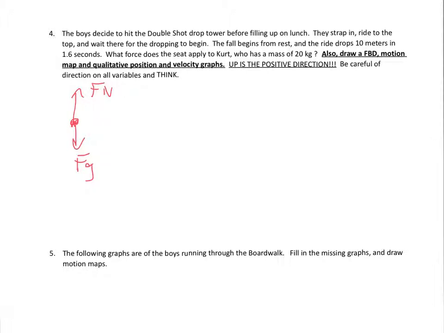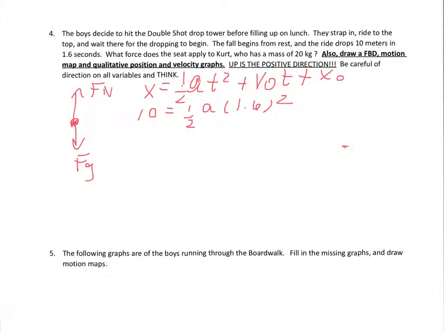So he drops 10 meters in 6 seconds. So let's get his acceleration to start with. So that's going to be, let's use our kinematics formulas. X equals 1/2 at squared plus v naught t plus x naught. When we plug in everything, we're actually going to get that 10 equals 1/2 times a times 1.6 squared. So we're actually going to need to go ahead and solve for a.